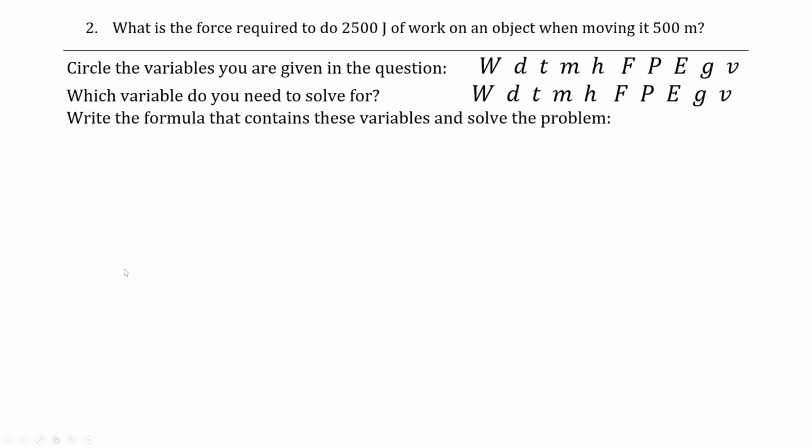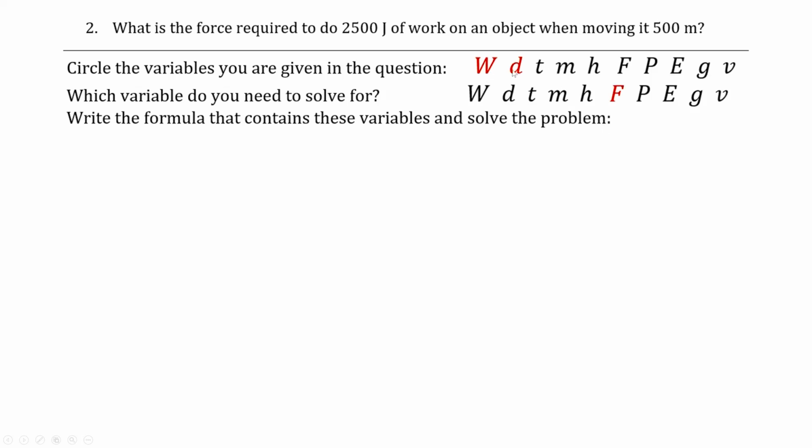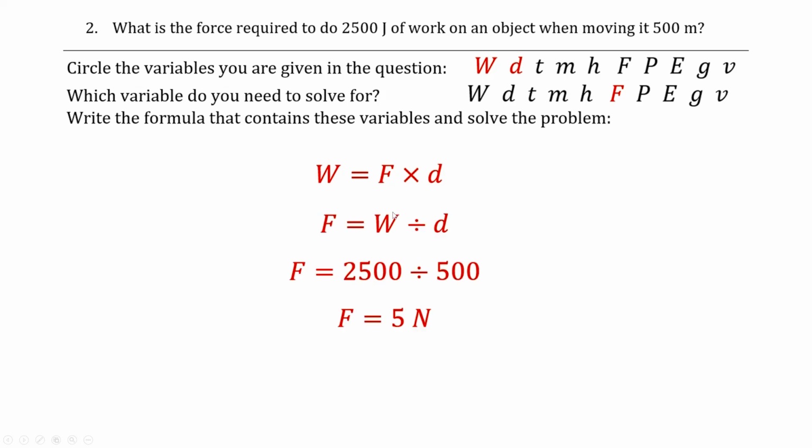Number 2, what is the force required to do 2,500 joules of work on an object when moving it 500 meters? So what force do you need? Again, we've got work, we've got a distance, we need to work out what the force is. Using the same equation, we can rearrange it so force is isolated. So work divided by distance, and then it's a simple calculation. So this would happen if there was a force of 5 newtons.